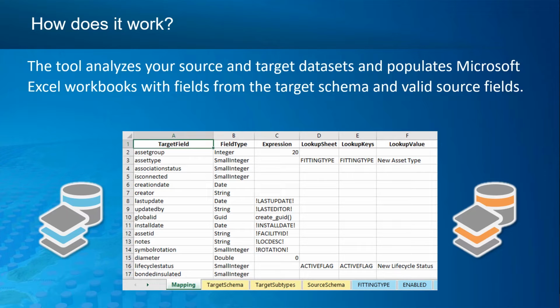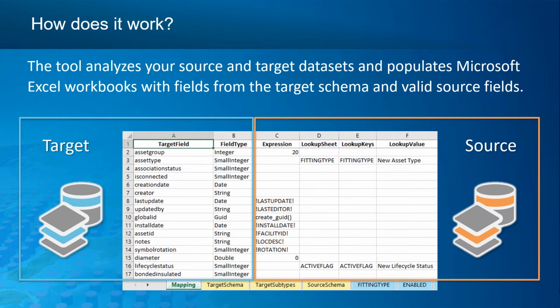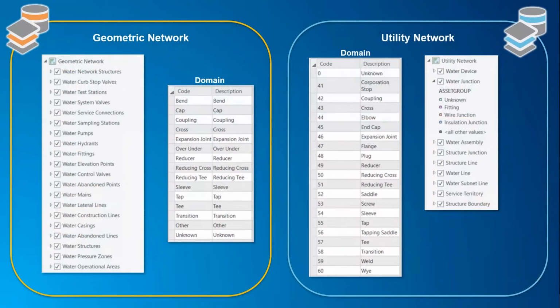When moving data between robust schemas, like the type typically used to represent a water distribution system, documenting your source data schema and how it corresponds to the target schema can be confusing and difficult to manage. For this reason, the Microsoft Excel workbooks are provided to simplify the field mapping and data loading processes. A tool analyzes your source and target datasets and populates the workbooks with fields from the target schema and valid source fields. This accelerates setup and reduces potential translation errors.